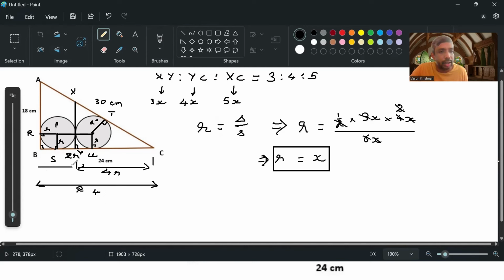Which means that if I can find the length of BY in terms of R, I can represent YC again in terms of R by doing 24 minus BY. BY's length will be equal to the diameter of the first circle, which is equal to 2r. So what I can see from here is that 2r plus 4r is equal to 24, which means 6r is equal to 24. And that will give me the answer as 4 centimeters. This is the correct answer of this question.